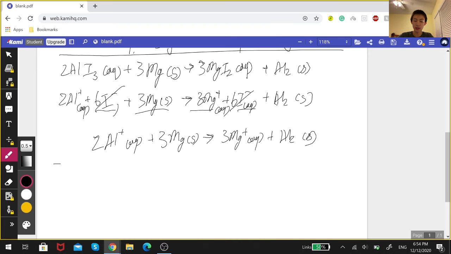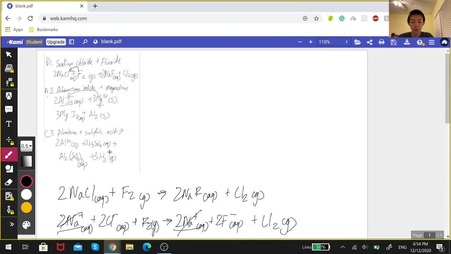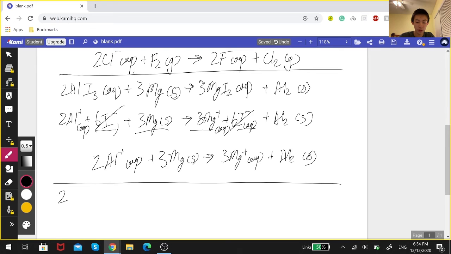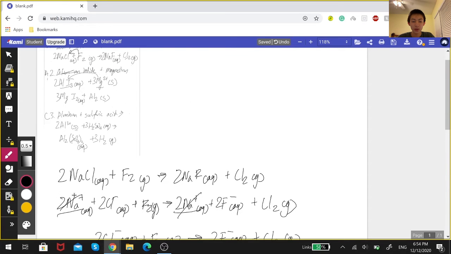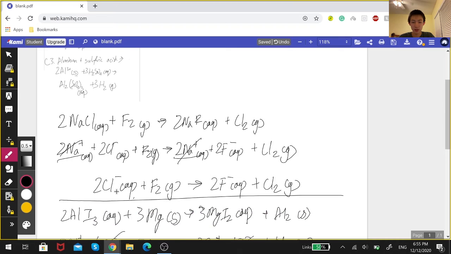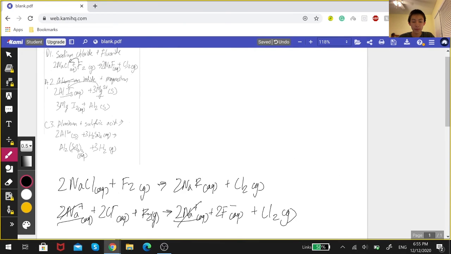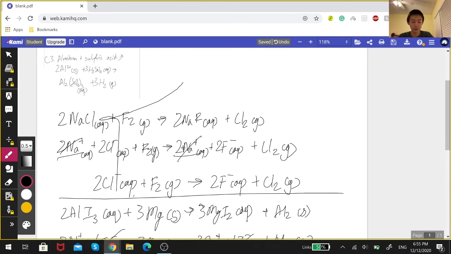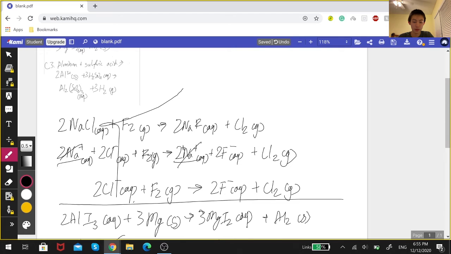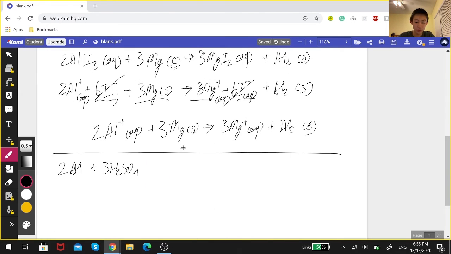Now we're going to do our last example, which is 2Al solid plus 3H2SO4 aqueous yields Al2(SO4)3 aqueous plus 3H2 gas.